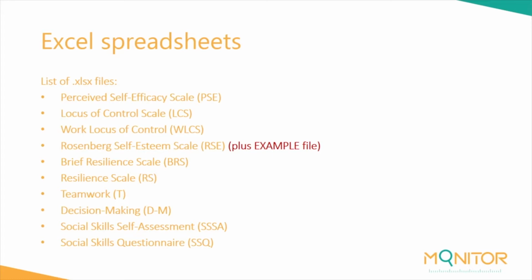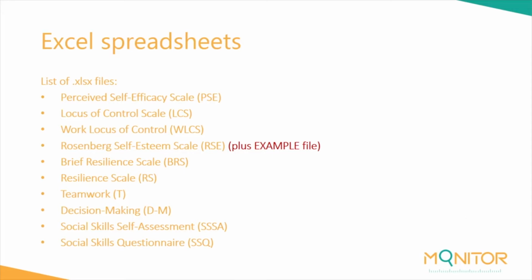You will note that there are two Rosenberg Self-Esteem Scale files. One is the blank spreadsheet that is ready for you to process your data. The other file, which is titled Example, has data already entered, and you can see what it should look like when you have entered all your data. We'll be using this during the video.